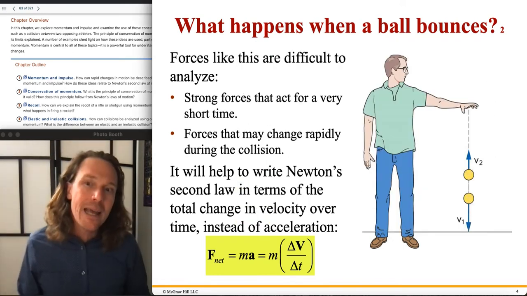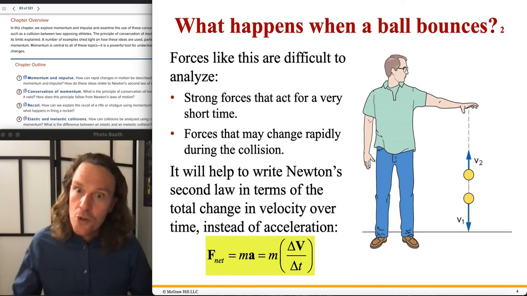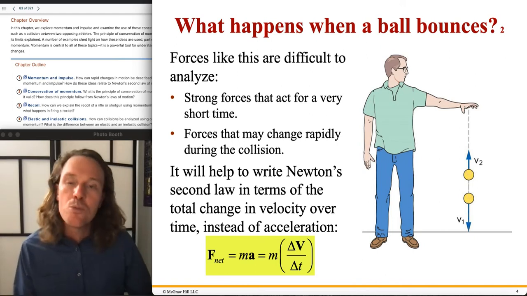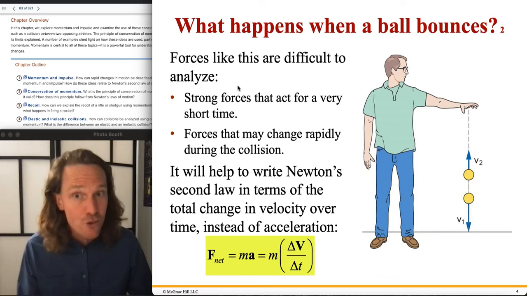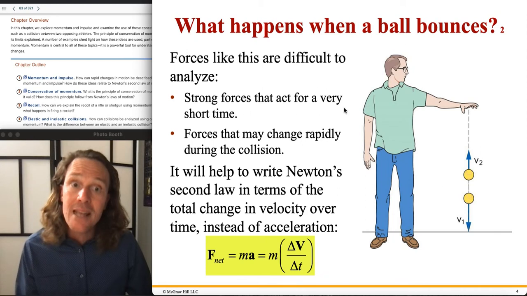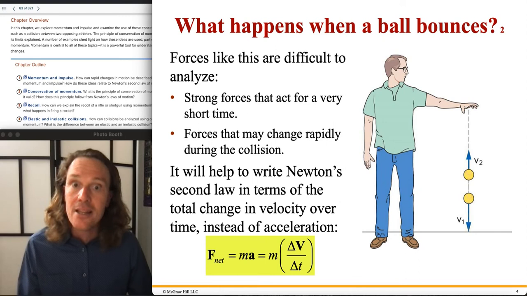We just rewrite Newton's second law, right? And that's a workhorse of a law, right? So let's go through this, okay? I think I've laid the groundwork enough. Let's move through these steps, okay? So forces like these are difficult to analyze, okay? I've definitely stressed that point, right? Strong forces that act for a very short time are just not good candidates for calculating acceleration, okay?